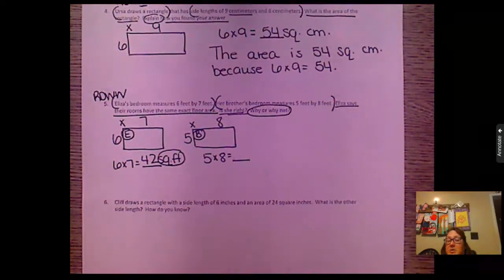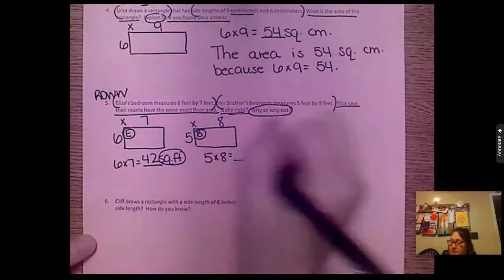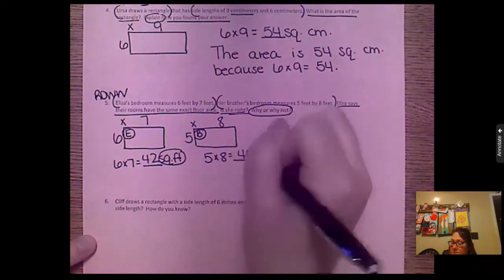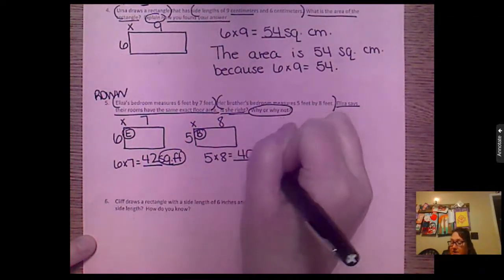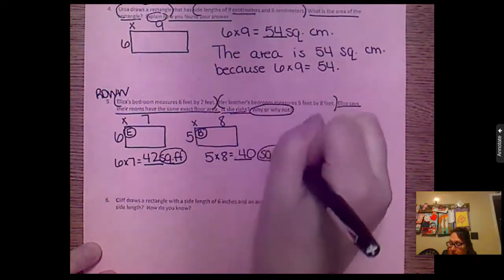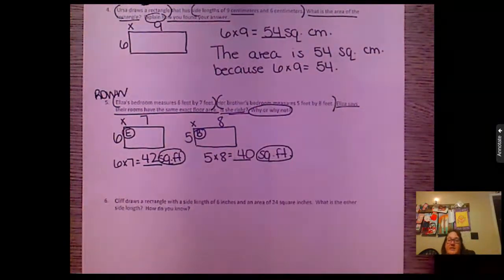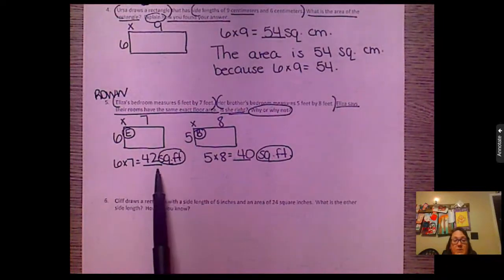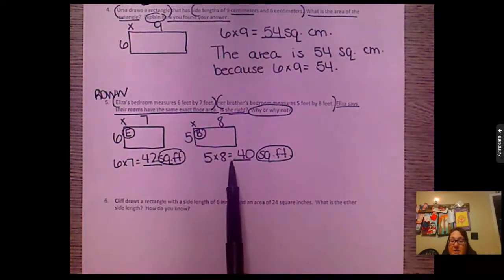So then for her brother's area of his room, did you find that the area of his room was 40 square feet? Thumbs up if you did. Give me 2 thumbs up if you remember to put that label of the square feet. Super. If not, make sure you just stick it in there, right? So Eliza had said that the rooms have the same exact floor area. Is she right? No, because Eliza's area is 42 square feet and her brother's area is 40 square feet.